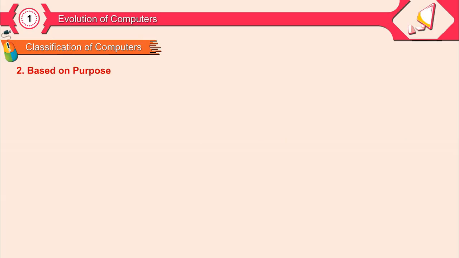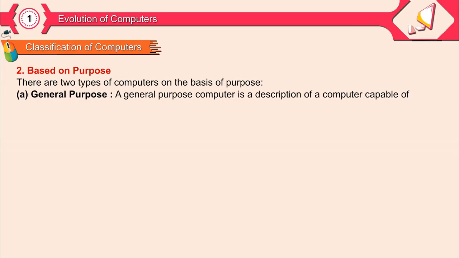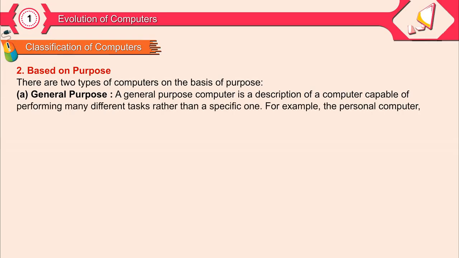Based on purpose. There are two types of computers on the basis of purpose. General purpose. A general purpose computer is a description of a computer capable of performing many different tasks rather than a specific one. For example, the personal computer, desktops, notebooks, laptops and tablets.